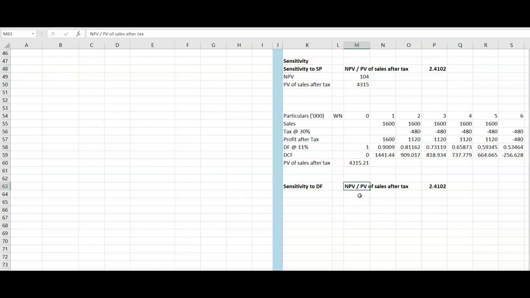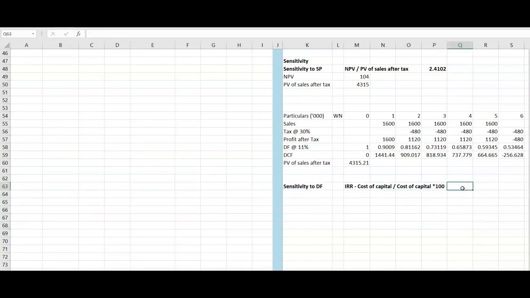But the formula doesn't work like this. The formula works like the IRR minus the cost of capital, okay, that divided by again the cost of capital into 100 will give you the answer.